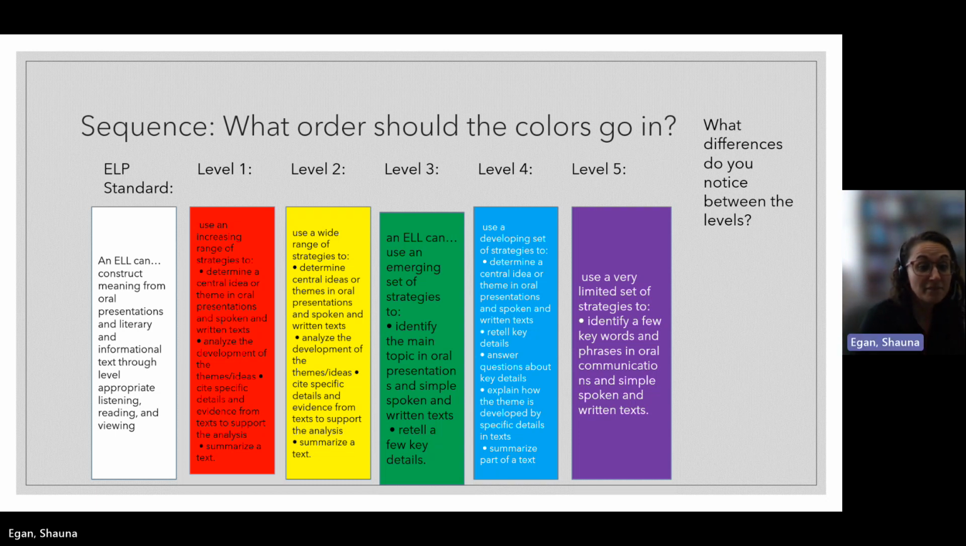Some of the differences that I note are that they start off with a very limited set of strategies, and as they learn more and increase in their understanding, they have additional strategies to use. And in the beginning, they might only have to identify a few key phrases or words, but towards the end, they're asked to identify both central ideas and supporting details, as well as using analysis and evidence from these texts. They're also asked to summarize or put it into their own words, which can be a very complex skill.